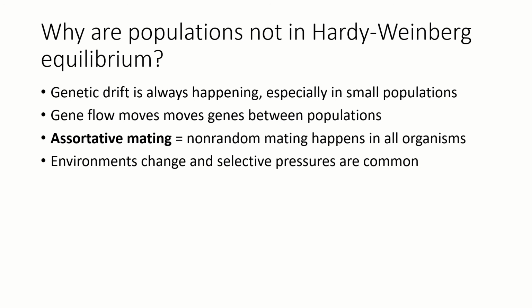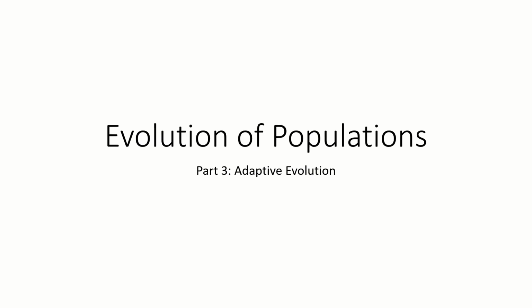Cool, right? Okay. And environments change, and because of that, selective pressures change, and selective pressures are always happening in every environment. So that's why populations are almost never in a Hardy-Weinberg equilibrium. Like if they are, it's only for a little while until the environment changes. Okay, so that is that. Now, for the next section, we're going to talk about some ways that these ingredients work together to shape populations and how we measure those things.